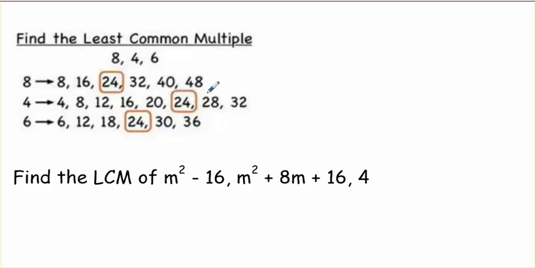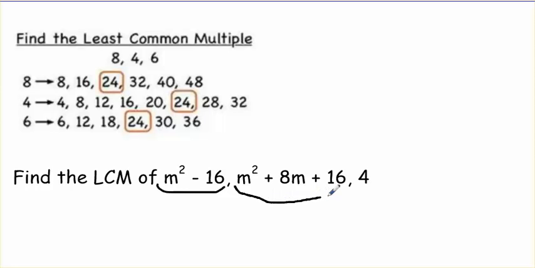To find the least common denominator, if we just had numbers like what I just did, let's say I had 8 and 4 and 6, I could look at their multiples and find the first time that they have a common multiple. So if I'm skip counting my 8s, 8, 16, 24, 32, 40, 48, and I do the same with 4 and 6, I'm going to find that the first time that they have a common multiple is in fact 24.